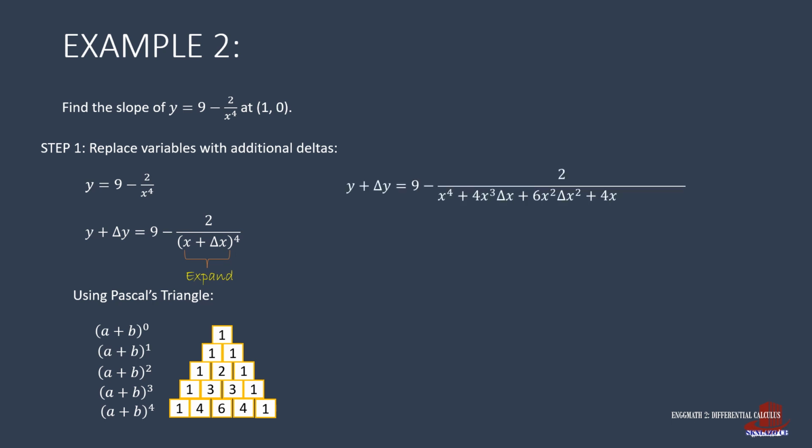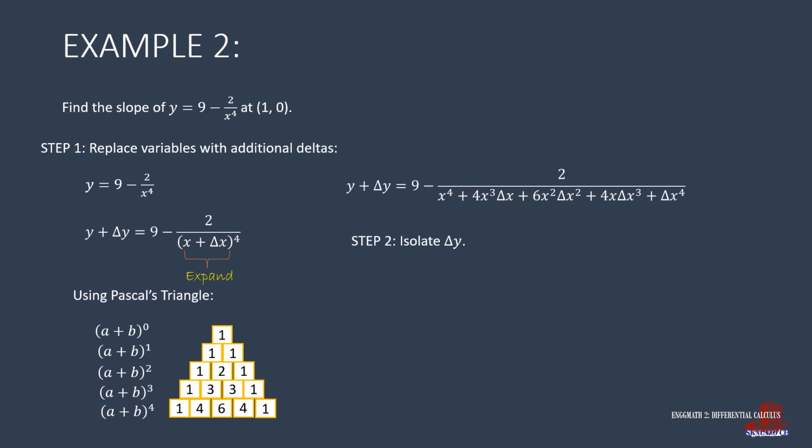After the expansion, we have the equation y plus delta y is equal to 9 minus 2 all upon x to the fourth power plus 4x cubed delta x plus 6x squared times the square of delta x plus 4x delta x cubed plus the fourth power of delta x. This is the simplest we can get from step 1.